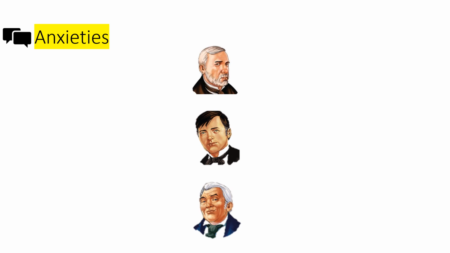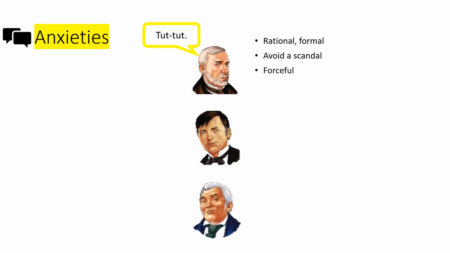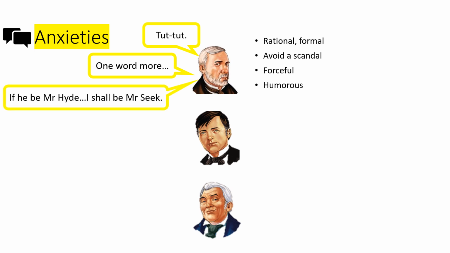Let's start with Utterson first, and some examples of this. He is very rational and formal most of the time. He's often keen to avoid discussing a scandal, so he uses vague phrases like "tut tut" rather than actually giving an opinion. Utterson can be forceful when he needs to be, such as when he pushes Jekyll for one word more about the clauses of his unusual will. His language can also be humorous. For example, in chapter 1, he says, "If he be Mr. Hyde, I shall be Mr. Seek," a really good quotation to learn for your exam.